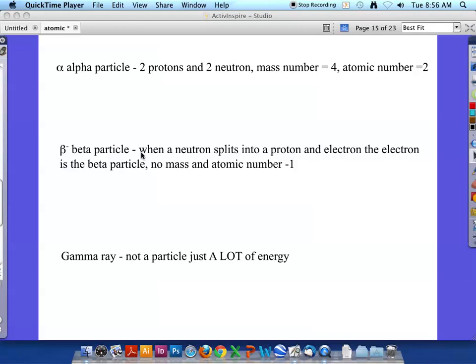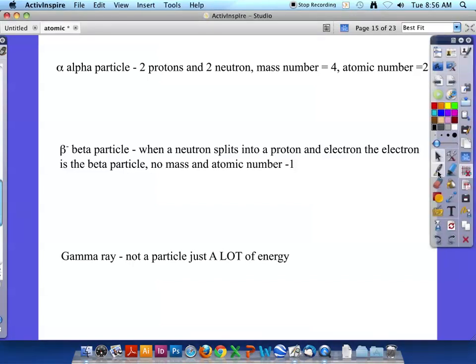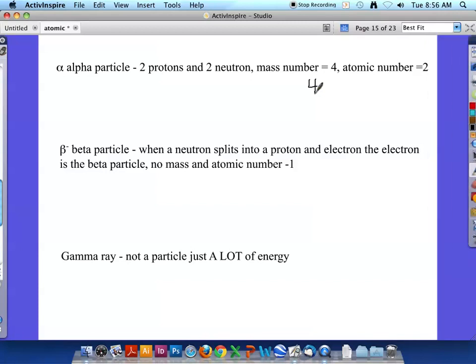That alpha particle has a mass of 4 because it has 2 protons and 2 neutrons, and its atomic number is 2. So what is the alpha particle? Well, if the mass number is 4 and the atomic number is 2, what element has 2 as its atomic number? You should see that it's helium. So if an atom releases an alpha particle from its nucleus, whatever element it was is now reduced by 2.